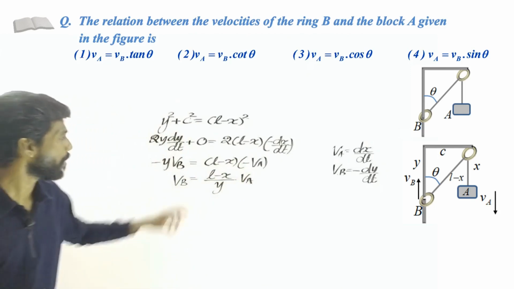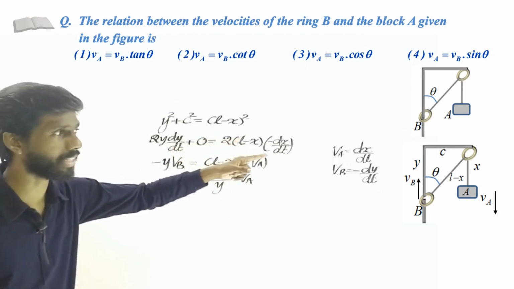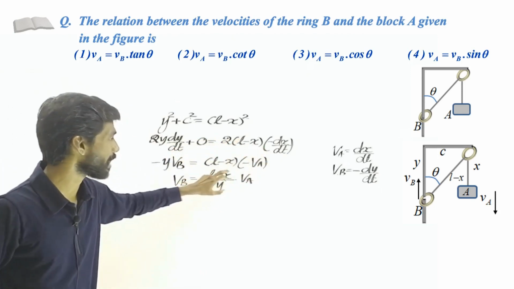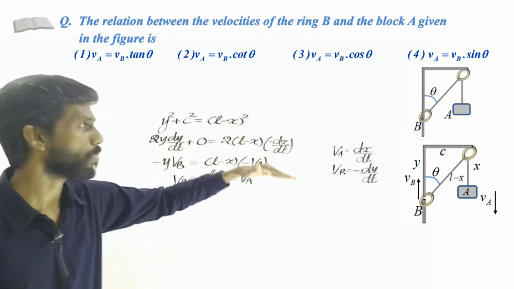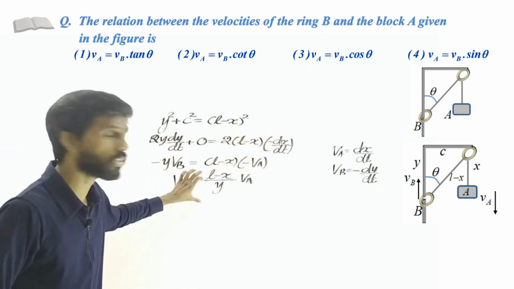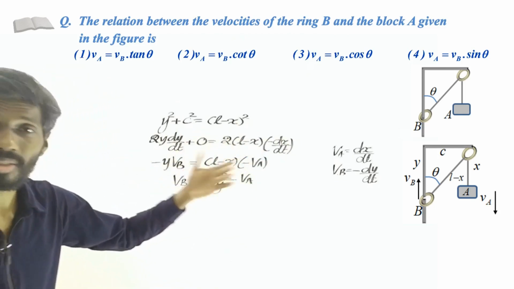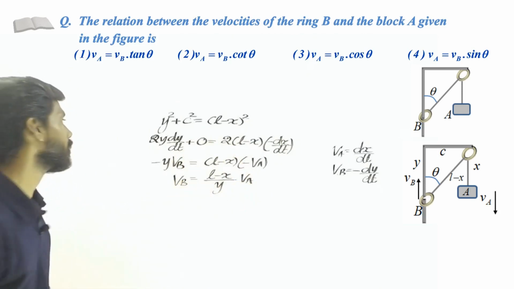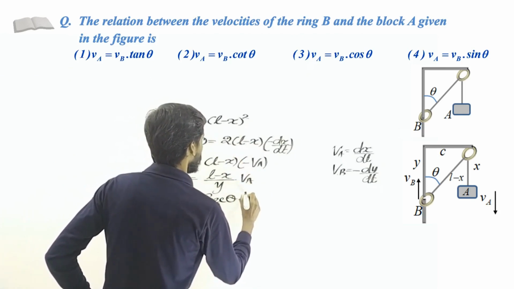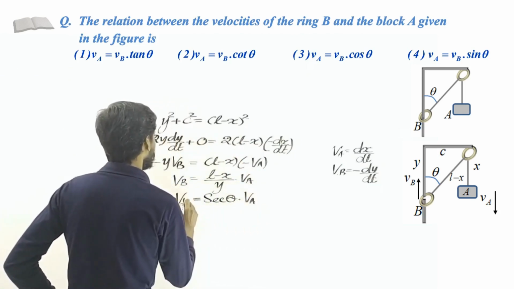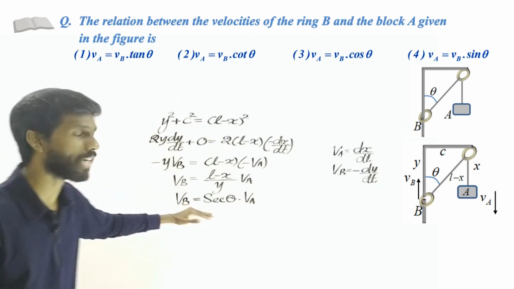Now L minus x divided by y in that right angle triangle. We got the angle theta. So what is L minus x? L minus x is the hypotenuse of that right angle triangle, and y is the adjacent side. So hypotenuse divided by adjacent side is the reciprocal of adjacent side by hypotenuse, which is cos theta. So it is secant theta, multiplied by VA. So this is the relation, VB equal to VA multiplied by secant theta.